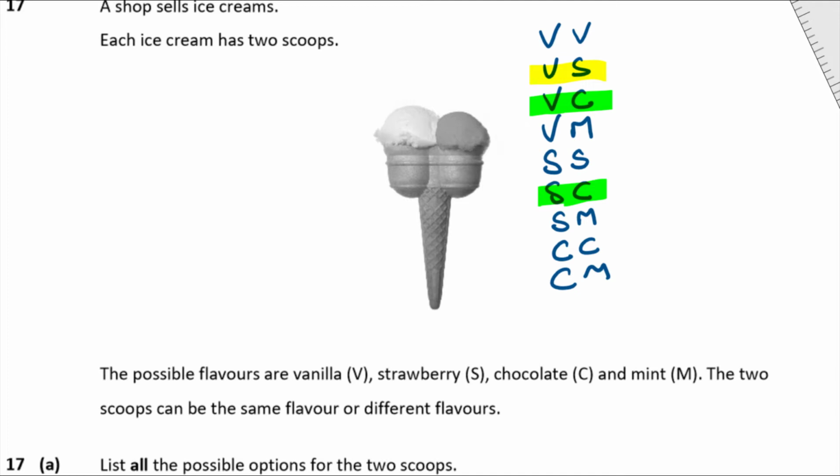Okay, and then finally we've got our mint. Now we've done mint with everything else. We've got mint chocolate already, mint strawberry already, mint vanilla already. The only thing we don't have is mint mint. Okay, so that's it. That's my final amount. So how many is that then? 1, 2, 3, 4, 5, 6, 7, 8, 9, 10 different combinations. Okay, so there's 10 different combinations that you could have.